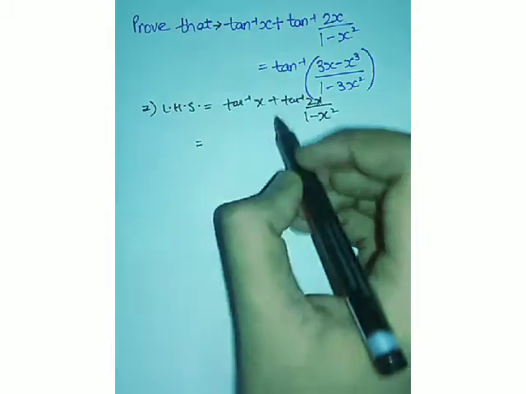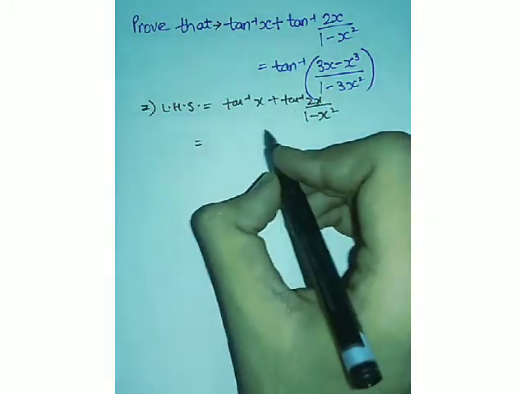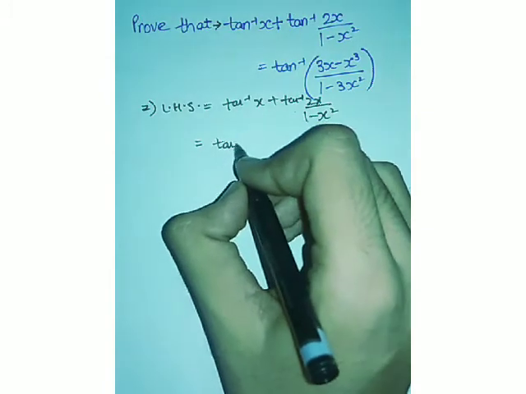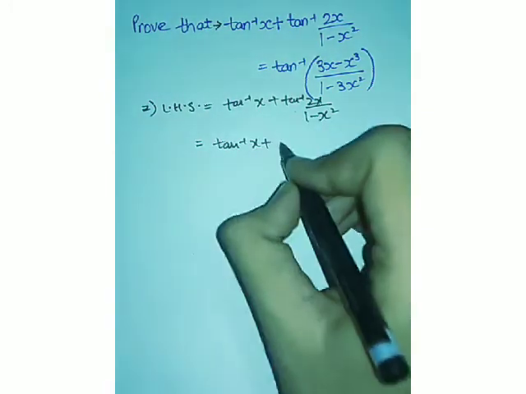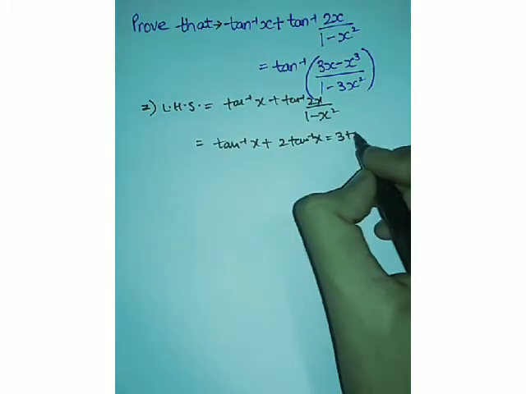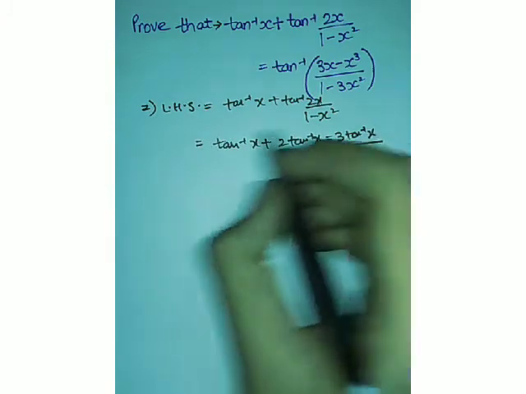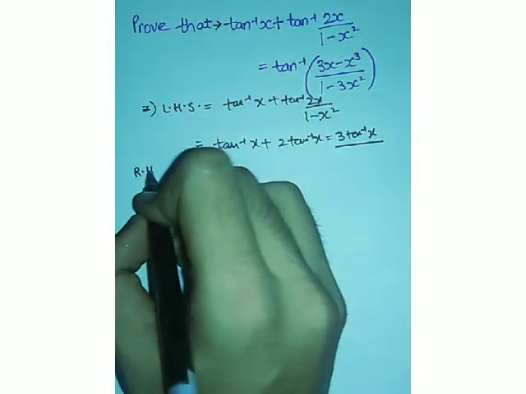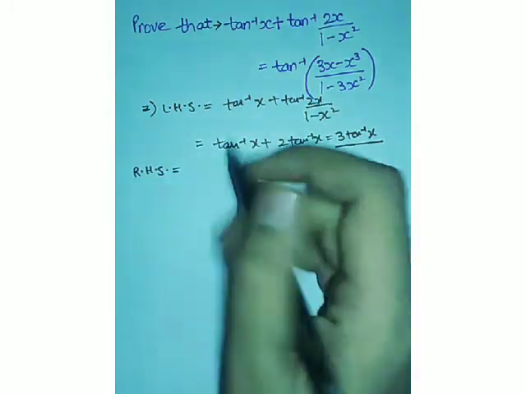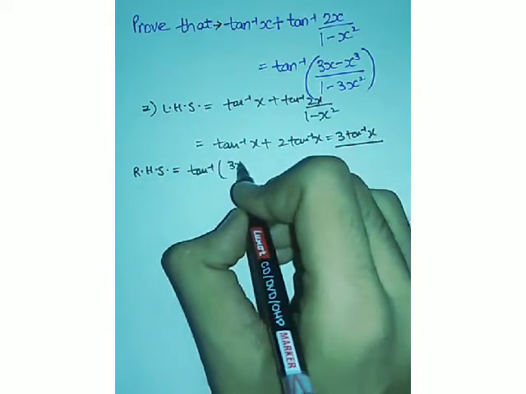Now we have recently done the identity tan inverse 2x upon 1 minus x square is 2 tan inverse x. Simply write it, tan inverse x plus 2 tan inverse x. What you will get, of course, 3 tan inverse x. So it cannot be solved further. So now it's automatically understood that we have to consider the right hand side, and it's time for the right hand side to step into the picture.